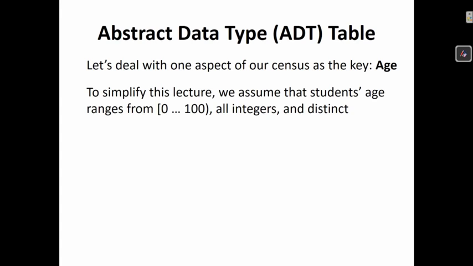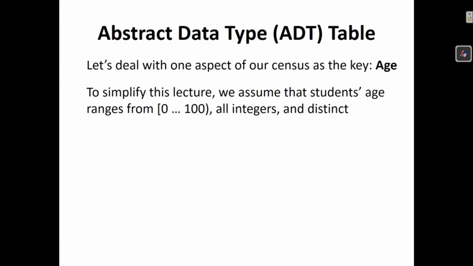We just deal with one aspect of the census as the key, the student age. To simplify the lecture, we assume that your ages are between 0 and 100. Must be true, okay? And all integers and all distinct. This might not be very realistic, but assume all distinct ages.